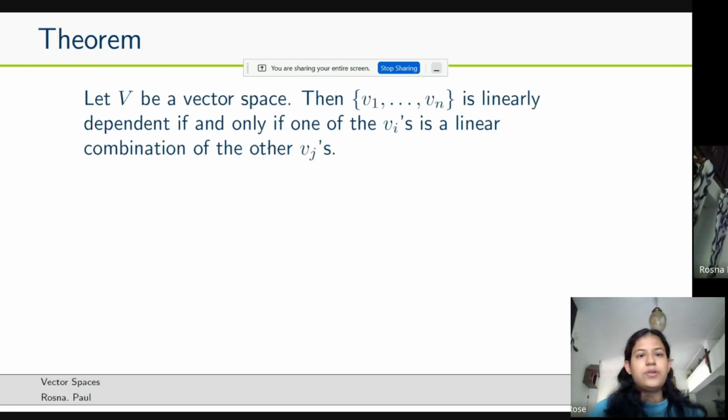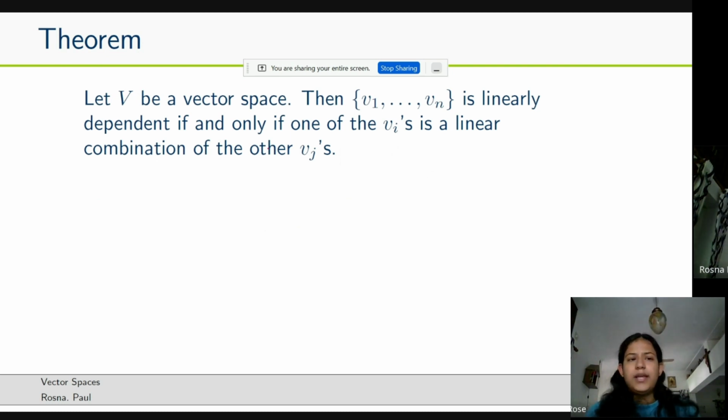So next, let's move on to the next theorem. This is a theorem which we widely use for looking at linearly dependent or independent sets, and I also mentioned this just before. That is, if you have a collection of linearly dependent vectors, then one of them is a linear combination of the others. So whenever you have to check whether a set is linearly dependent or independent, you can check whether any of them can be written as a linear combination of the others.